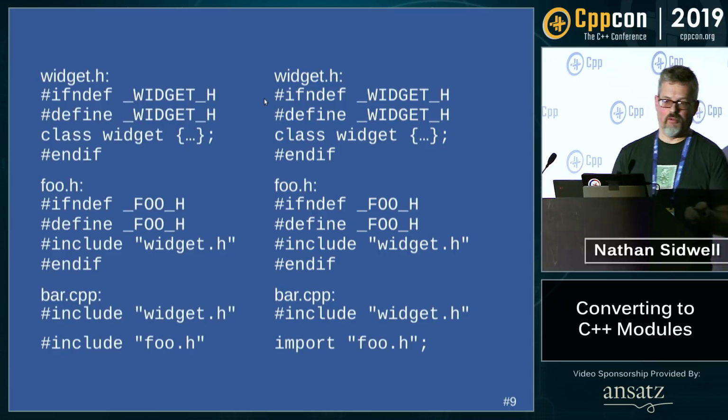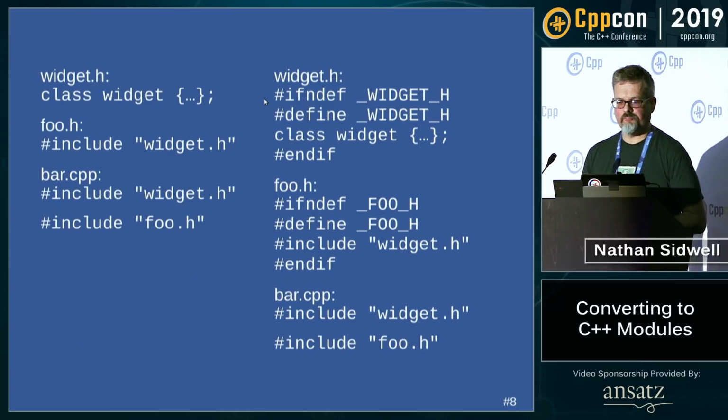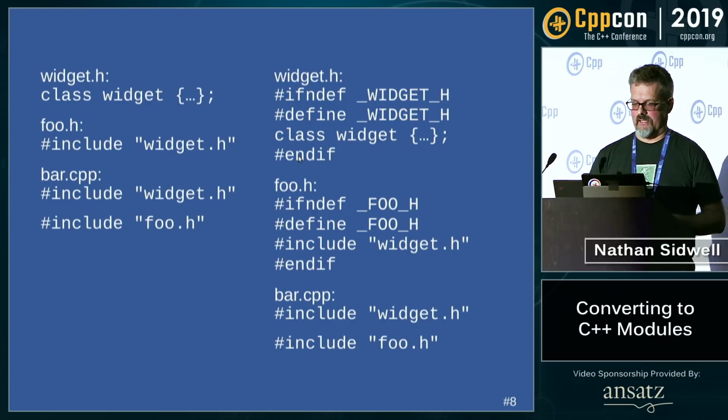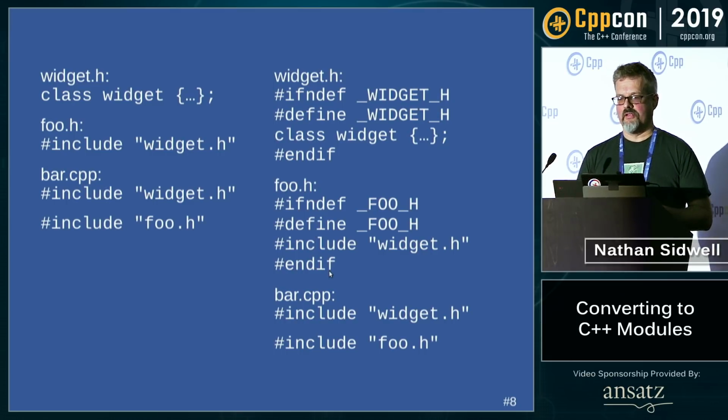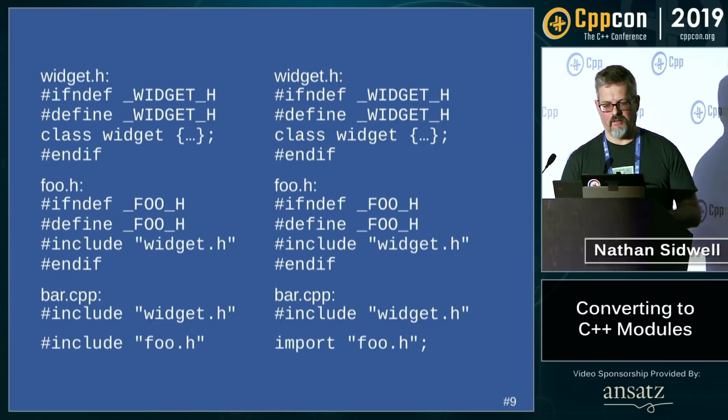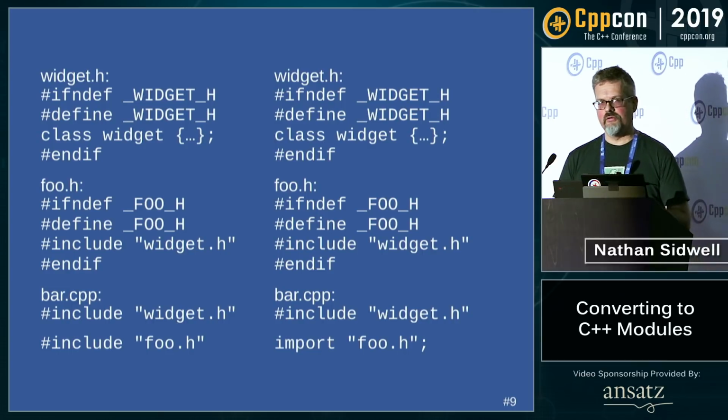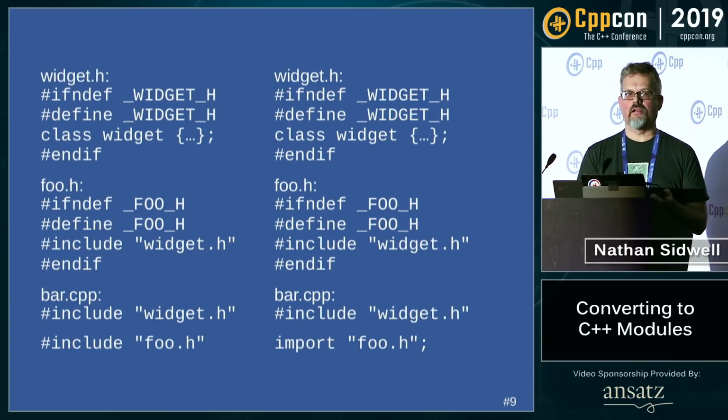So what you do, you put header protection around it. And then we're all okay. And what's happening here, of course, is that you're preventing the textual stamping out of the second, the nested include of widget here by its include guards. So the compiler only sees one set of tokens for widget.